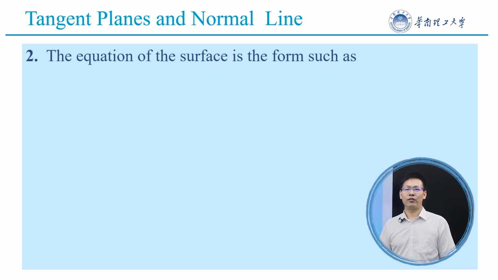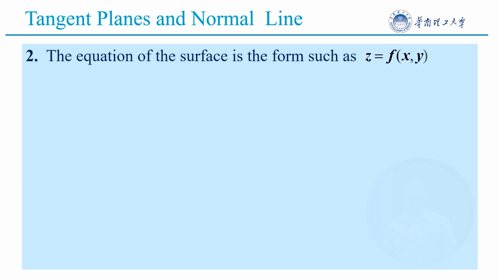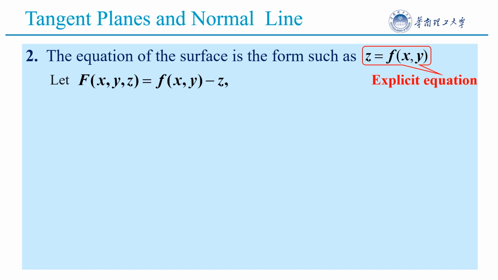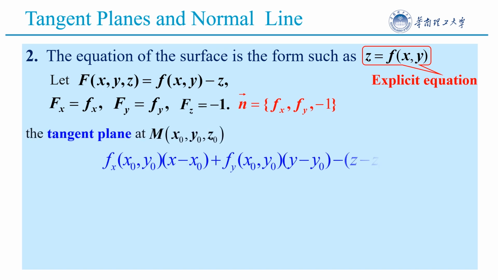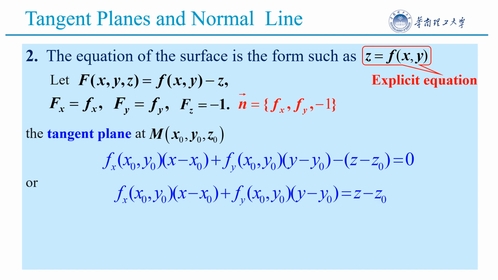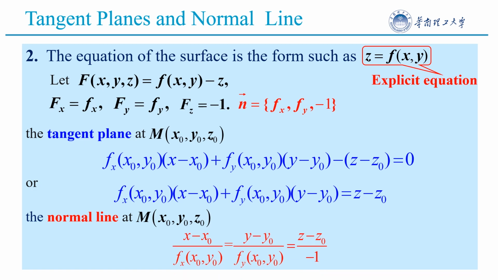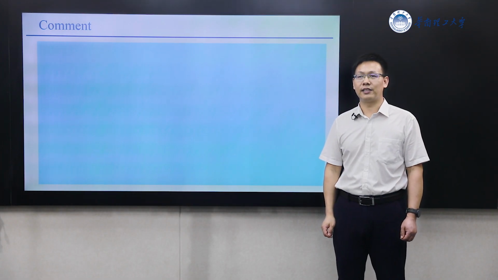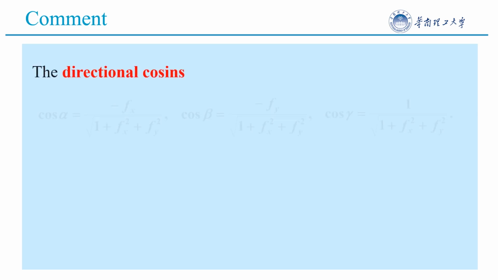Case 2. The equation of the surface is of the form z equals f(x, y). Let capital F be this function. The three partials of capital F are as follows. So, the normal vector n at point M is this vector. Therefore, the equation of the tangent plane at M is this one, or of this form. The equation of the normal line at M is this equation. The directional cosines of the normal vector n are the following terms.